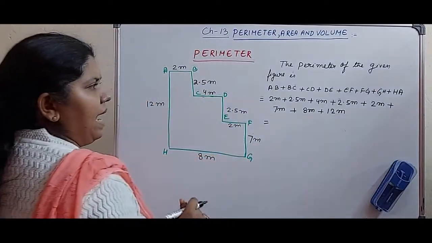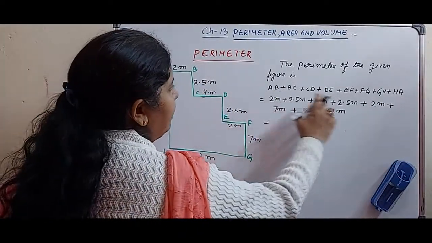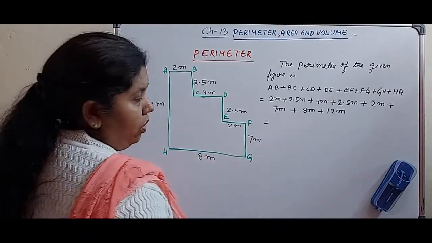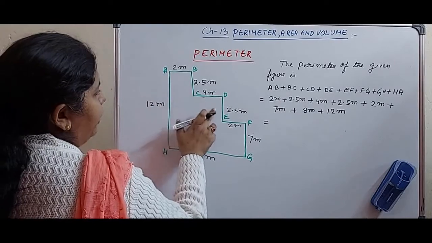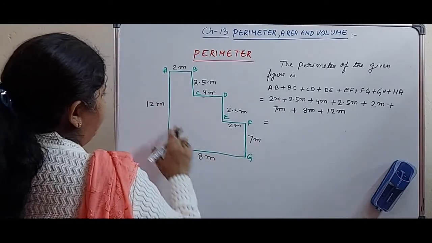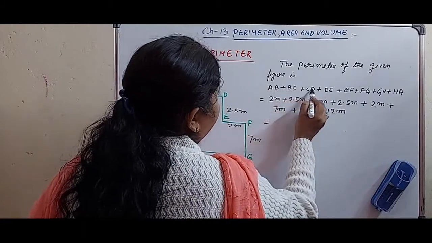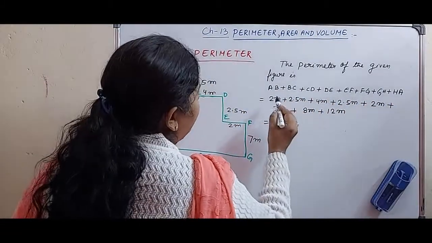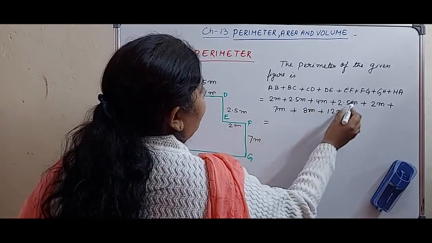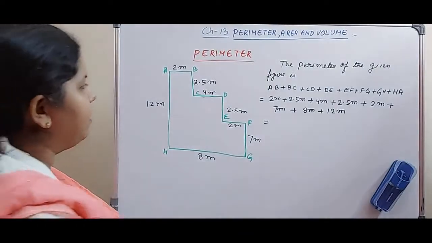Now let us add. Also you can check how many sides you have mentioned, that many you have written here or not. And also you can check the numberings here. 1, 2, 3, 4, 5, 6, 7, 8. The same thing should be here, 1, 2, 3, 4, 5, 6, 7, 8. So 8 sides we have mentioned correctly.